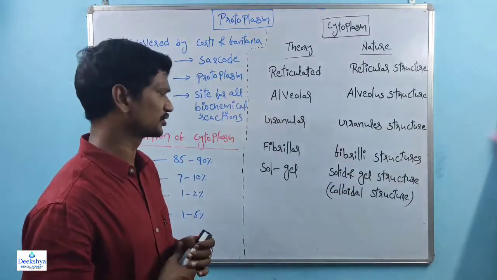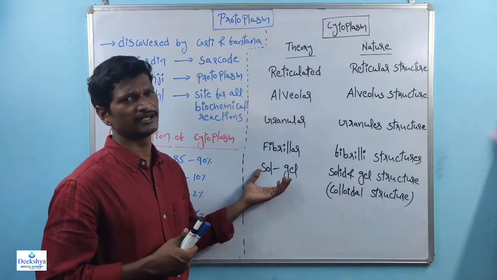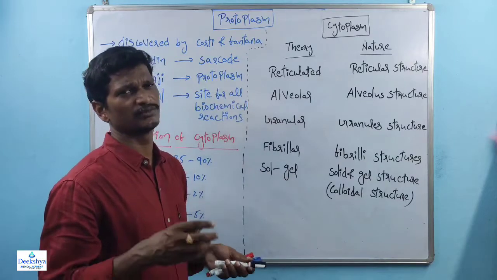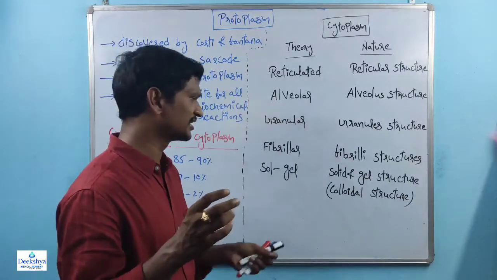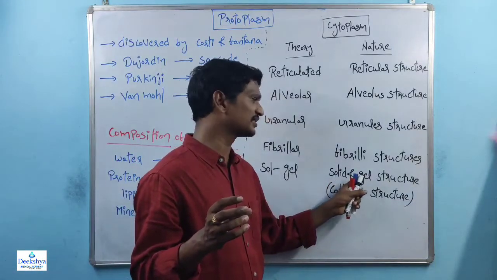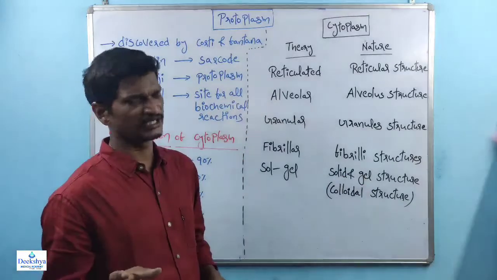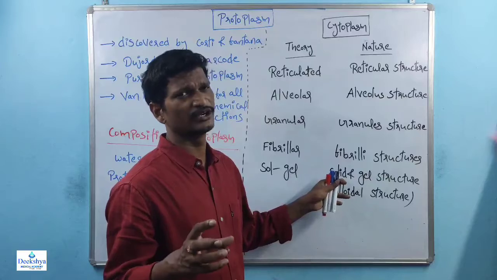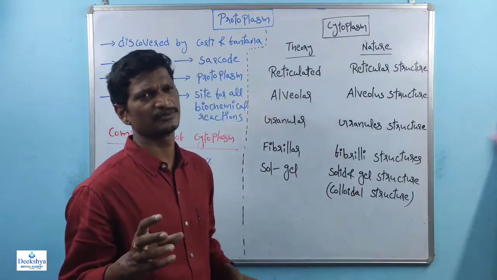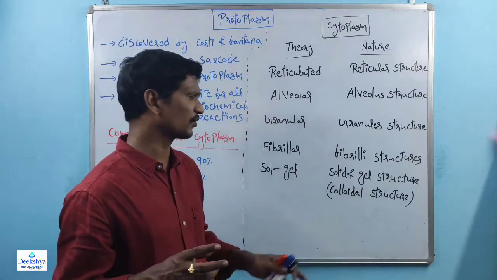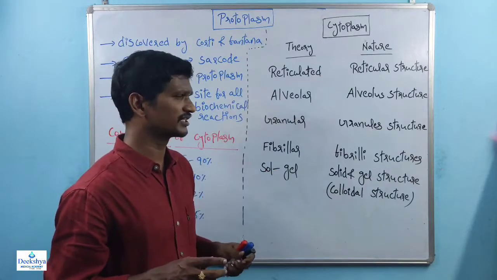The most accepted and successful theory is the sol gel theory. According to the sol gel theory, the cytoplasm has two natures: one is sol and the other is gel. Some granule-like particles are there, and a gel-like structure is present. So two types of components are there, solid components and gel components. This nature is called colloidal nature, and such substances are called colloidal substances. Sol gel theory is the most accepted model, right?